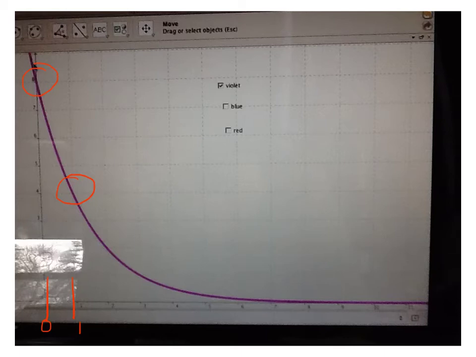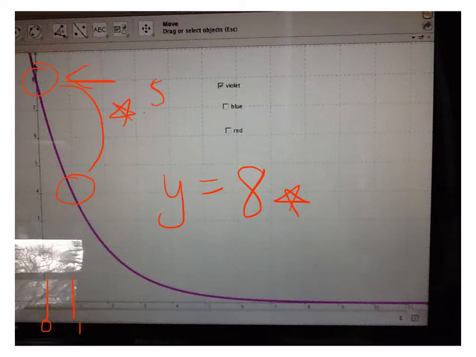So now you can make a table if you want. I know a lot of people like to make tables. I know that I'm starting with 8. That's my y-intercept. So that's 8 times. Now I'm going from 8 to 4. So to go from 8 to 4, I'm multiplying by a half. So it's going to be times 0.5 to the x.